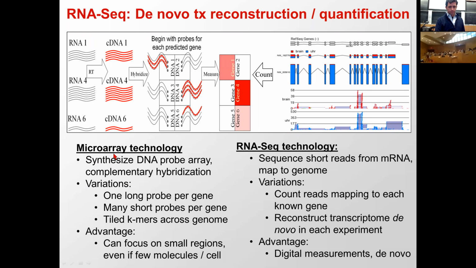So basically, the microarray technology can have very, very many variations. You could build one long probe for every gene. You could build many short probes for the gene. You could tile k-mers across the entire genome. This is how gene expression analysis in the yeast genome used to be done. You could either hybridize every one of 6,000 genes or tile the whole genome, and then you could discover new genes. And then, variations of this is to just count the reads mapping to every known gene only, or actually reconstruct the transcriptome de novo, which is something we're going to talk about on Thursday. Okay?